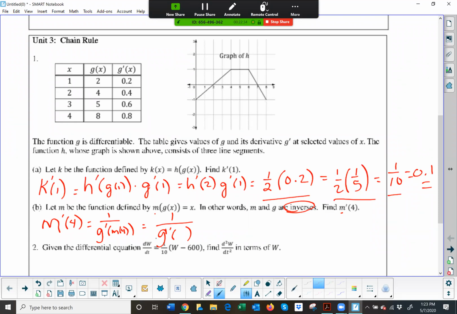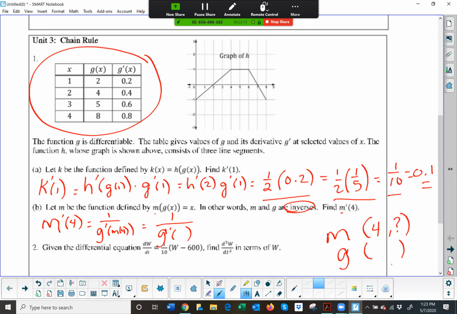So the only thing, there's no M chart, graph, or algebraic equation. There is a G chart though, right? And if M has the ordered pair for something, then G has what ordered pair? Something, 4. So I can go to my chart, find the Y value of G. So G's Y value is 4, and then read the chart really in reverse and get that the X value had to have been 2. So now I'm doing a G prime of 2.